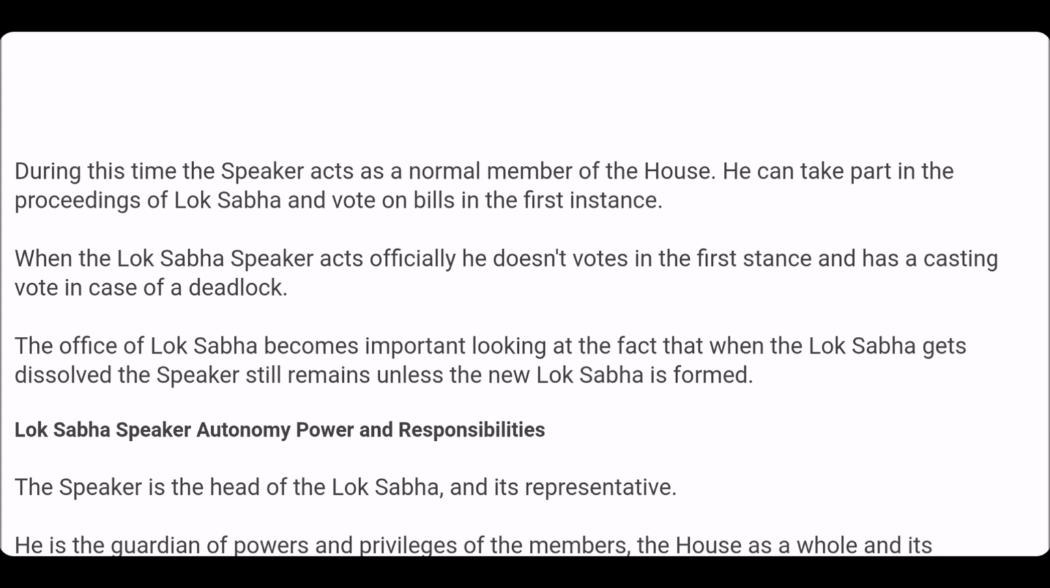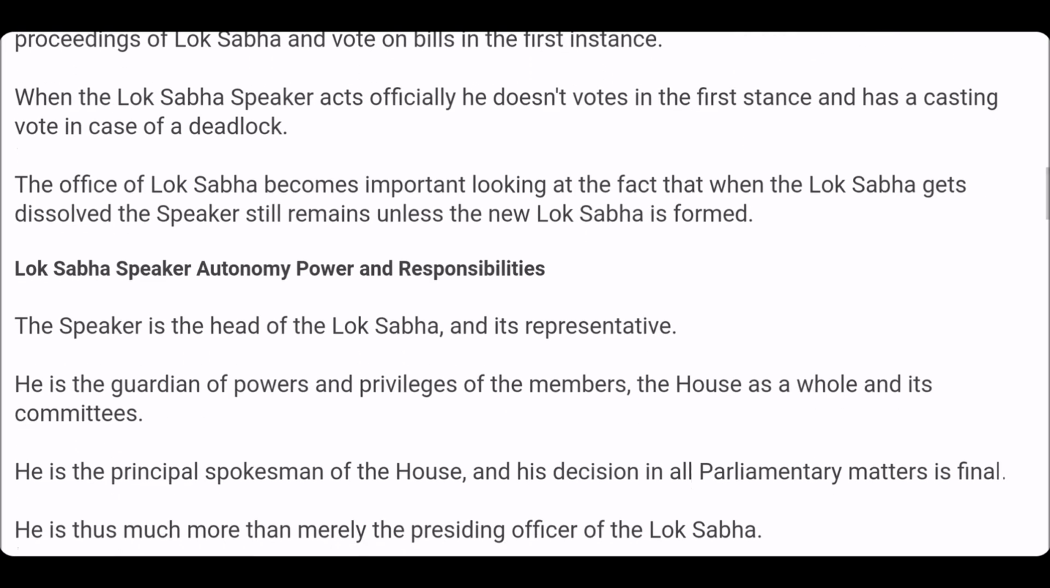Now, the office of Lok Sabha speaker also becomes important by looking at the fact that when the Lok Sabha gets dissolved, the speaker still remains in his position until the new Lok Sabha is formed. Okay, this is one more important point, friends.